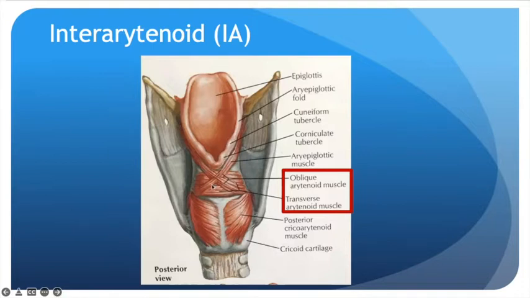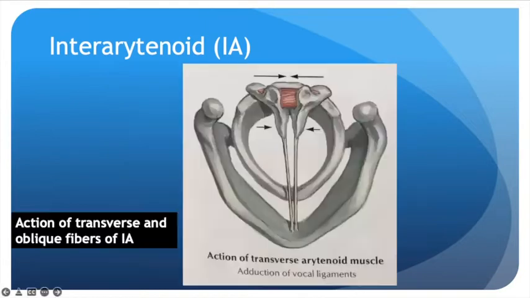So when the interarytenoids contract, they help close the posterior chink of the glottis. So the posterior portion that might be open a little bit, they help to close it. There's a little gap here sometimes that is still present. Well, the contraction of these muscles helps close up that posterior gap or chink.